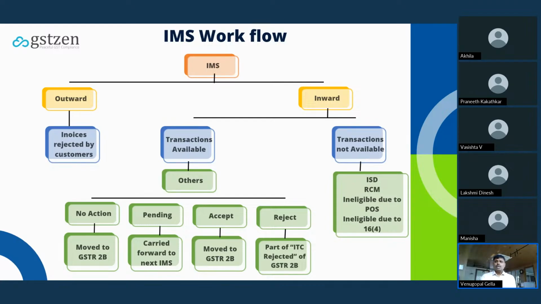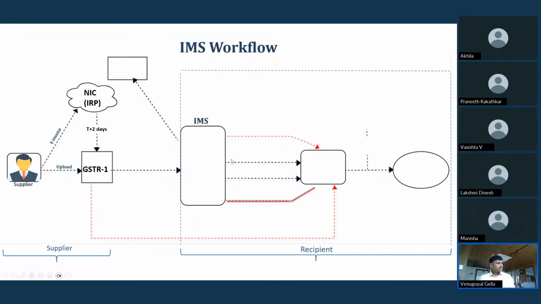So I've created a pictorial view of how these transactions happen. Let's look at the pictorial view of how the transactions are going to happen. So the supplier on the screen left side is generating an invoice on a near real-time basis. This gets reported to NIC portal, and it is also updated in GSTR1 on a near real-time basis. So the data of the supplier is flowing.